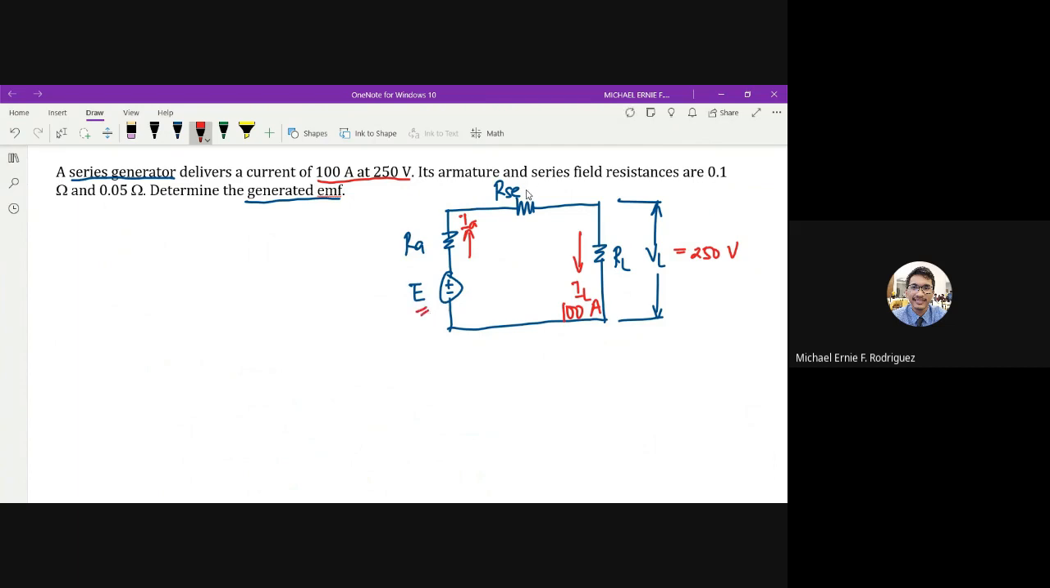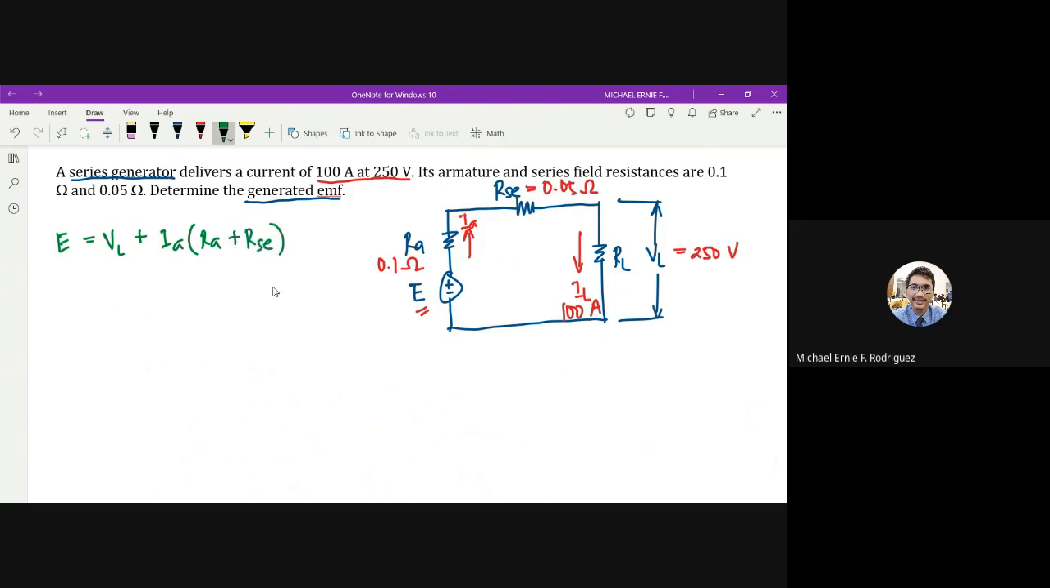Okay? And then, binigay na rin yung armature resistance, okay, 0.1 ohms. That is 0.1 ohms and 0.05 ohms respectively. Yun ang nalagay. So, nauna yung armature, 0.1. So, we have 0.1 ohms. And then, RSE is 0.05 ohms. So, solve na natin yung generated EMF. So, ang formula natin nakaraan is E is equal to VL plus IA times RA plus RSE. Okay?